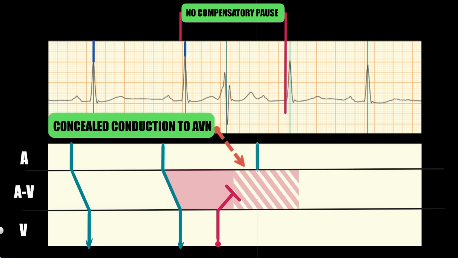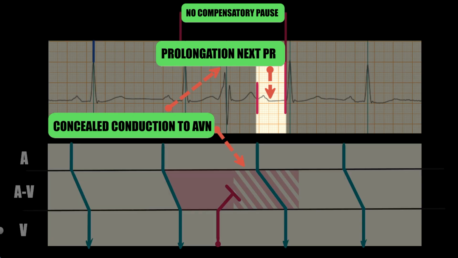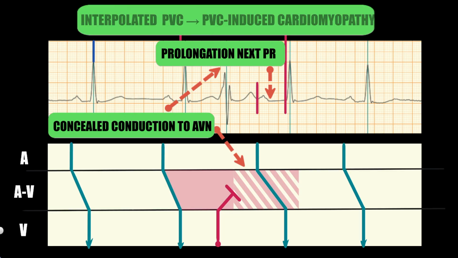This concealed conduction increases the refractoriness of the AV node, causing a subsequent AV nodal conduction delay. Therefore, the next sinus impulse conducts slower through the AV node, which results in PR interval prolongation. The last sinus impulse passes the AV node without any conduction delay. This is called concealed conduction because we see only the outcomes of this phenomenon as PR prolongation in the next sinus impulse, but not the phenomenon itself. Interpolated PVC is important for PVC-induced cardiomyopathy, which we will describe later.